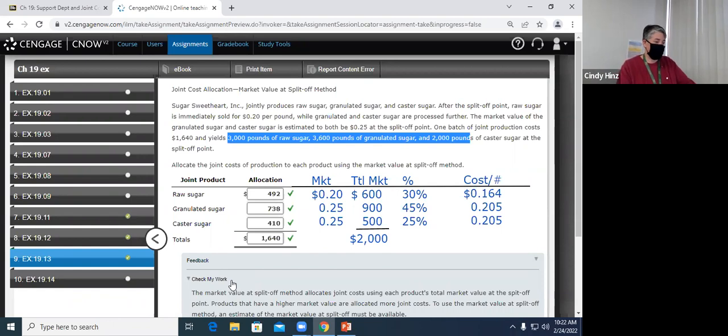And we've just suggested here that the cost for granulated and castor sugar up to that point is actually higher. It's not, it's exactly the same product. It's all raw sugar at that point.